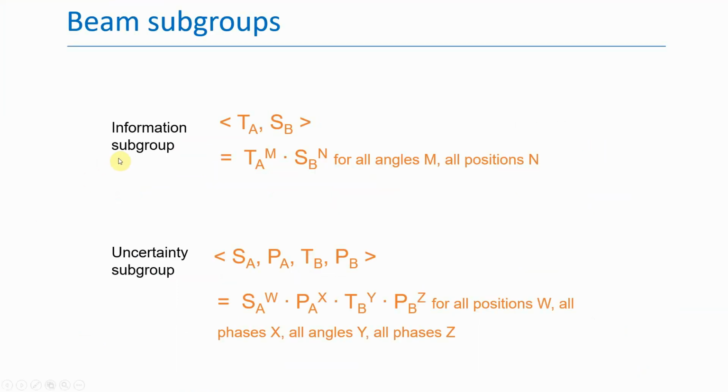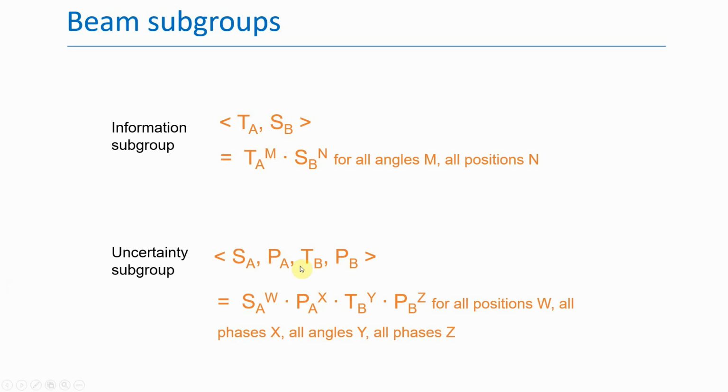We can write the information and uncertainty subgroups by their generators. The information subgroup is generated by tilt on factor A and slide on factor B. The uncertainty is everything else: slide and phase on factor A, and tilt and phase on factor B. For example, on the last slide, the beam can be at 9 different angles and 5 different positions. In other words, the information subgroup consists of all possible combinations of some power of tilt on A times some power of slide on B, for a total of 9 times 5, or 45 different information transformations.